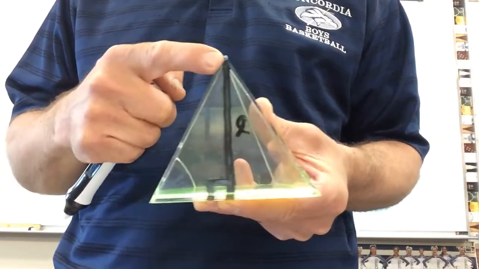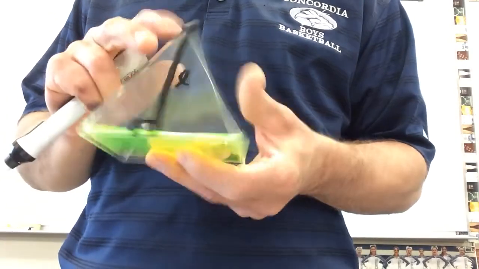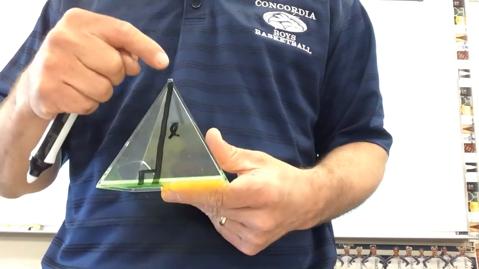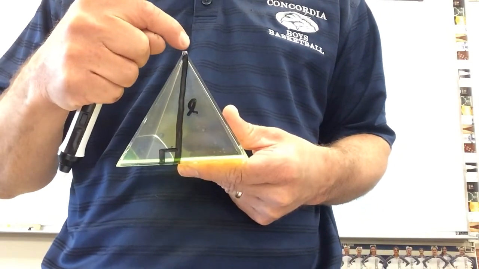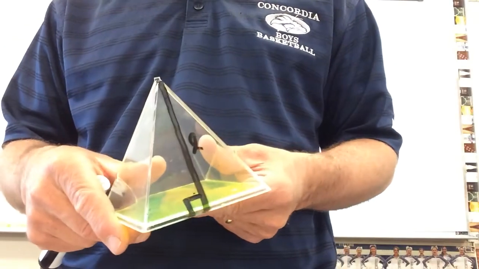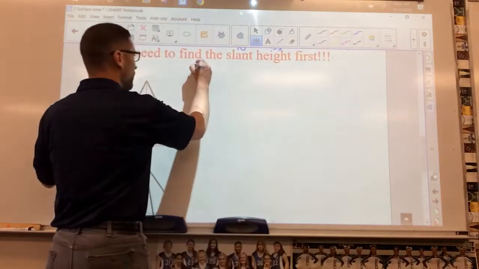They don't want this side. They don't want the height of the object from point to base. They want that slant height going straight down from the point, perpendicular to the side. If you're looking at it, it's basically the height of one of those triangles. That's what they want. Okay? So here we go. Lateral area.